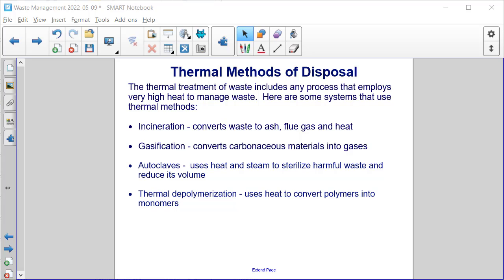Thermal methods of disposal. The thermal treatment of waste includes any process that employs very high heat to manage waste. Here are some systems that use thermal methods. Incineration converts waste to ash, flue gas, and heat. Gasification converts carbonaceous materials into gases. Autoclaves use heat and steam to sterilize harmful waste and reduce its volume. Thermal depolymerization uses heat to convert polymers into monomers.